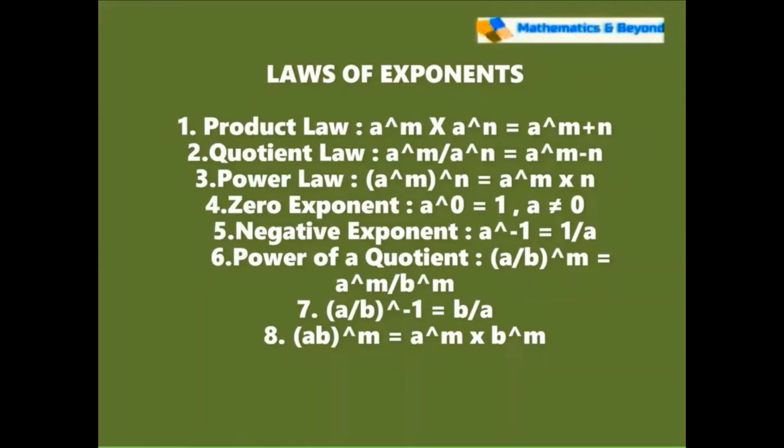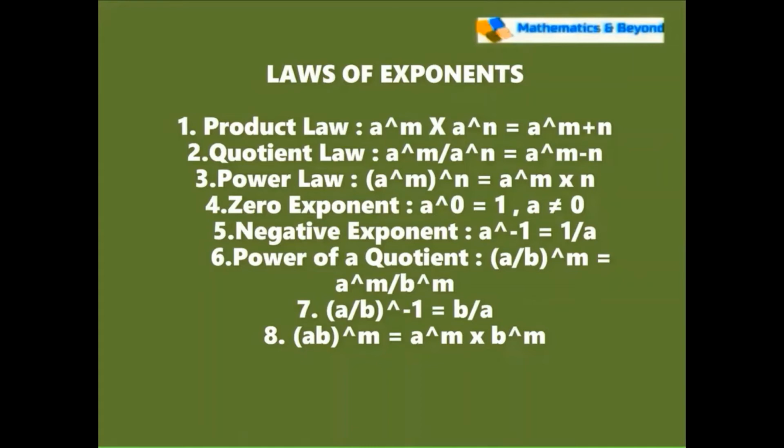The fourth law is the zero exponent. Any number raised to the power 0 will give the result as 1, where a is not equal to 0. The fifth law is the negative exponent. Any number a raised to a negative exponent, here we have taken minus 1, is equal to 1 by a. To bring it into the positive form, we take the reciprocal of the whole number.